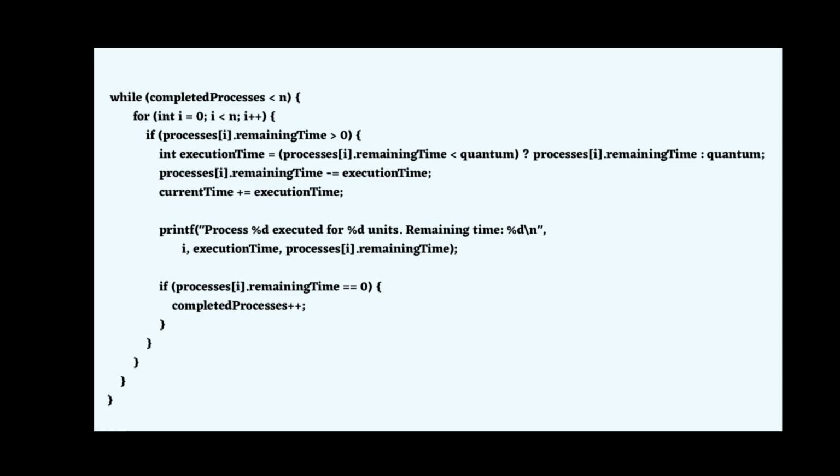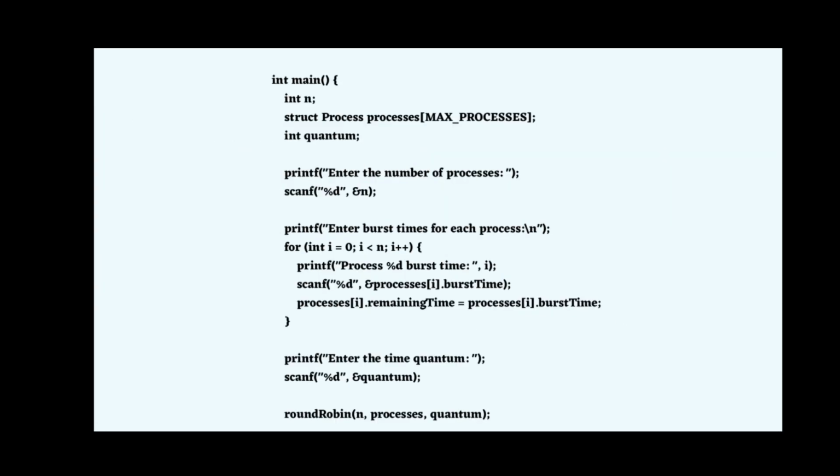Under this if condition we will also add a new if condition: if processes[i].remaining_time equals 0, then completed_processes plus plus. It means that a process is completed, so the count is incremented by one more. Here we have now completed the function part. Now we are coming to the main function, that is int main.